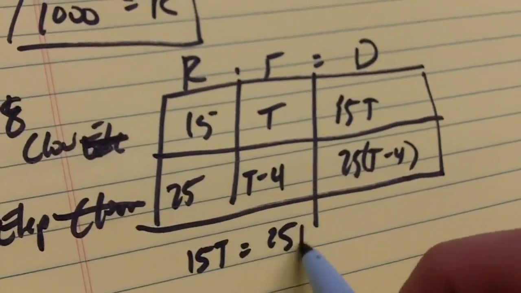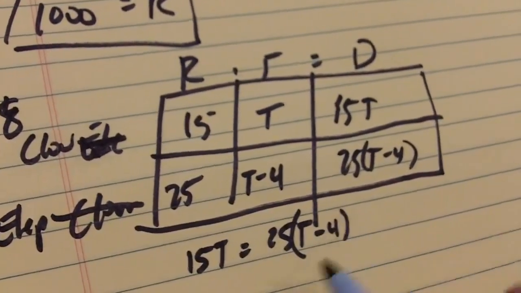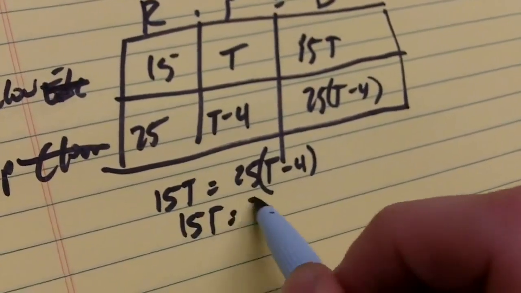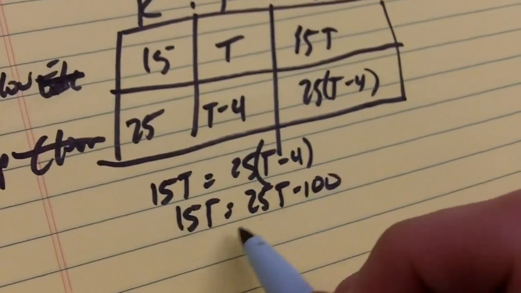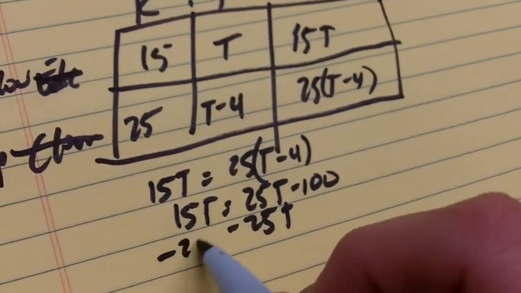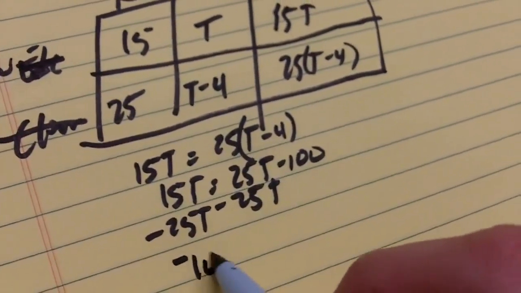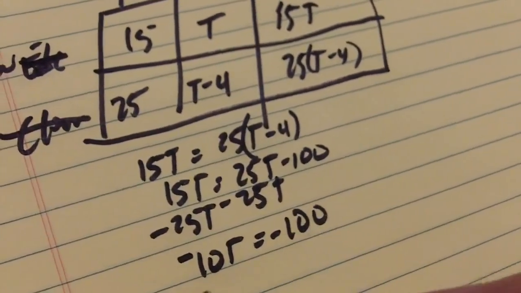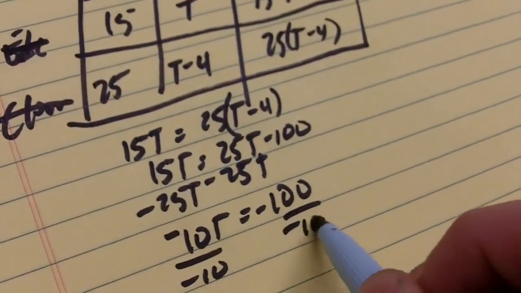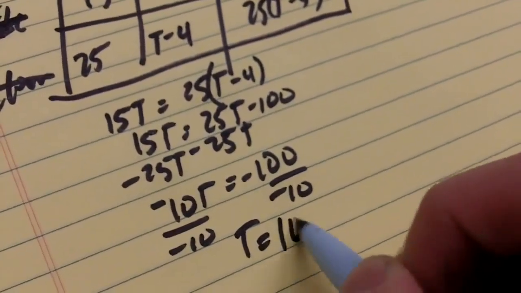15t equals 25 times t minus 4. Distribute. 15t equals 25t minus 100. Subtract 25t, subtract 25t. Negative 10t equals negative 100. Divide by negative 10, divide by negative 10. t equals 10 hours. Is that what they asked for?